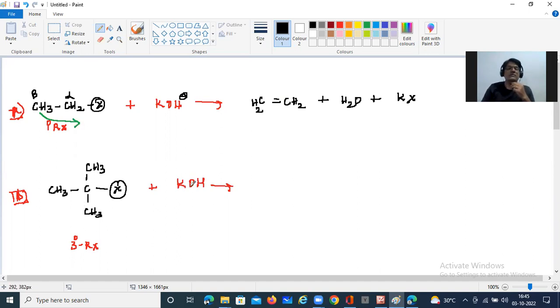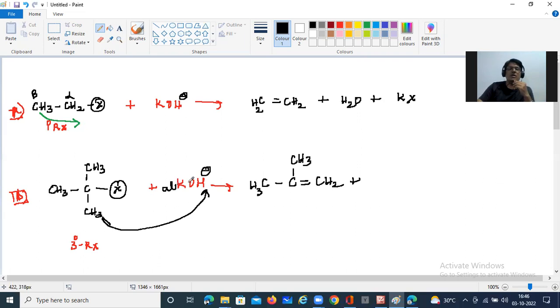What about this one? Take any one of the compounds. Because of the CH3, I am removing that hydrogen from here. This CH3 is converted to CH2. Then the single bond is converted to a double bond, CH2. And this hydrogen interacts with the OH minus of the alcoholic KOH, giving H2O and KX.